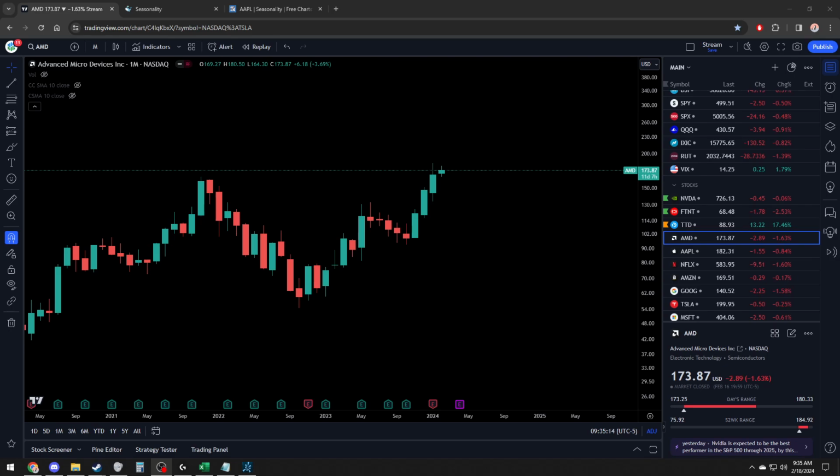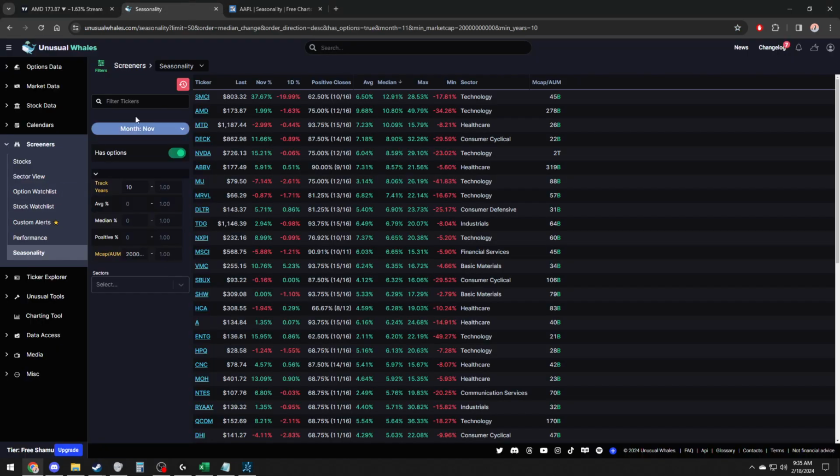So let's get right into it. The best way I find options trades for monthly swings, I usually go off of seasonality. So straight away, I go to a site like Unusual Whales. There are other sites you can use, but I like to zero in on a particular month. So for this example, I'm doing November.